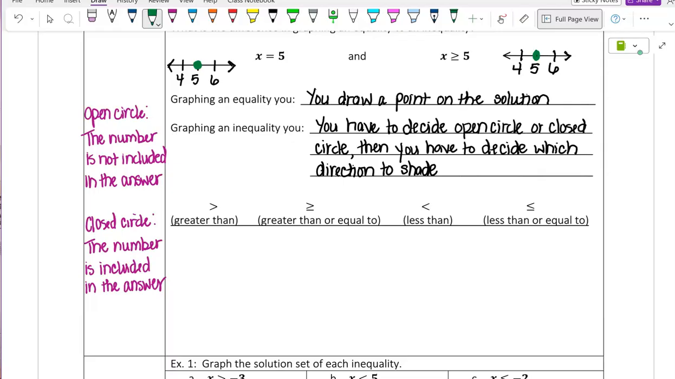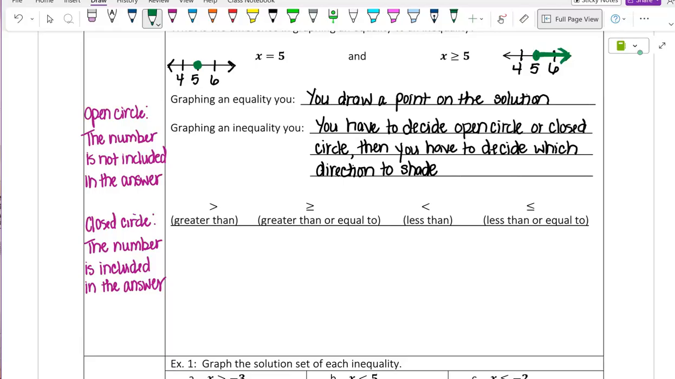But this one says not only do I want to include 5, but I want to include every number larger than 5. So in this case, that means I have to shade to the right, because every number that is greater than 5 is to the right of 5 on the number line. So I have to shade in that number line, including the arrowhead. And the reason I have to shade in the arrowhead is because the number line doesn't end where I end drawing it on the paper.